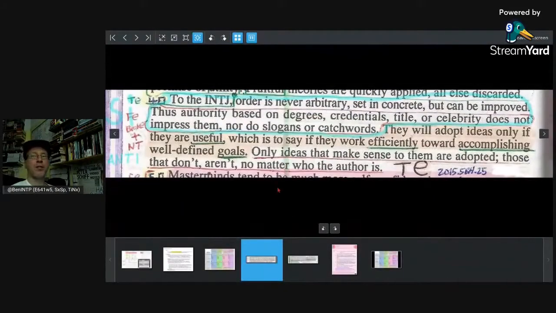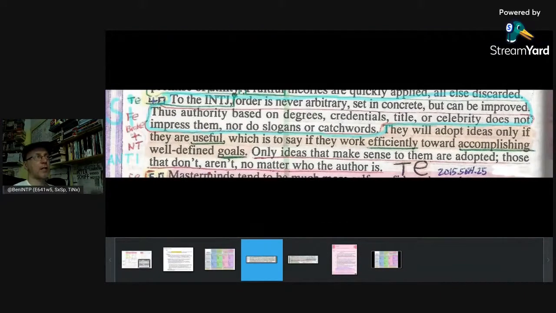Right, okay, so this is to show how normally the NT is sort of against the guardian kind of SI instinct. So here, to the INTJ, order is never arbitrary, set in concrete, but can be improved. Thus, authority based on degrees, credentials, title, or celebrity does not impress them, nor do slogans or catchwords. You see there, whereas the guardians are impressed by authority based on degrees and credentials and titles, because they think this person is credentialed. So for example, Jonathan is going to be credentialed by Catherine Farver, and it's going to be after about 5 years of study. So it's like, okay, that credential means something. It's not just paying your dues. And like a lot of courses out there, NLP.